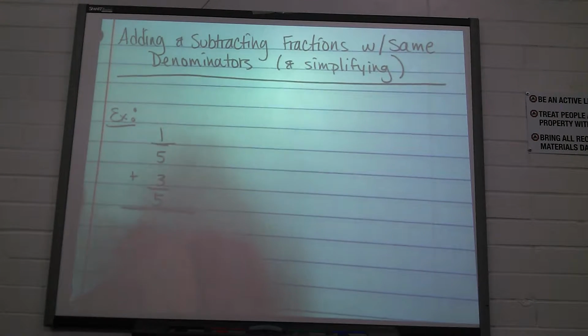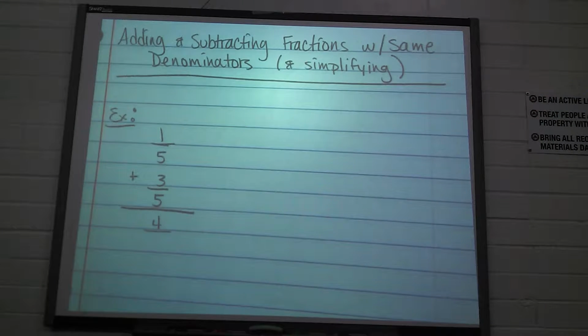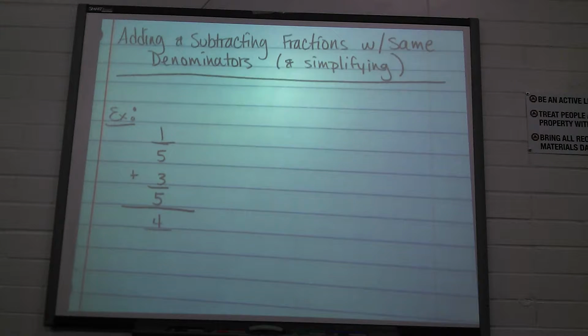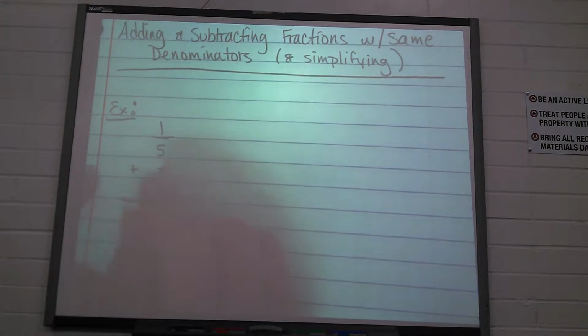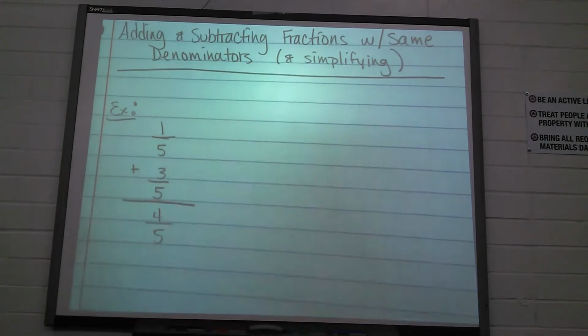1 plus 3 is 4. And my denominator is not 10. We never add the denominators. Never, never, never add or subtract the denominators. All right, so I'm going to keep that denominator the same, which is 5.